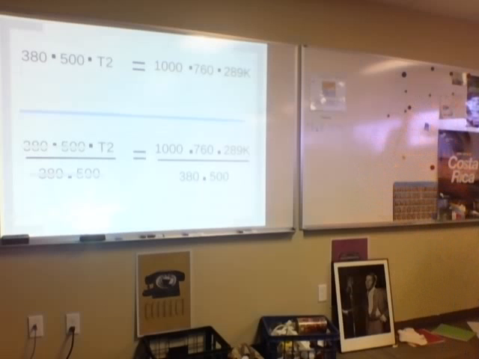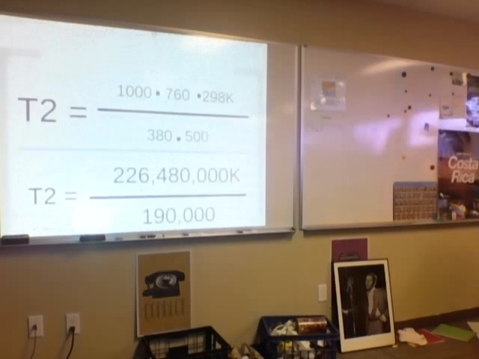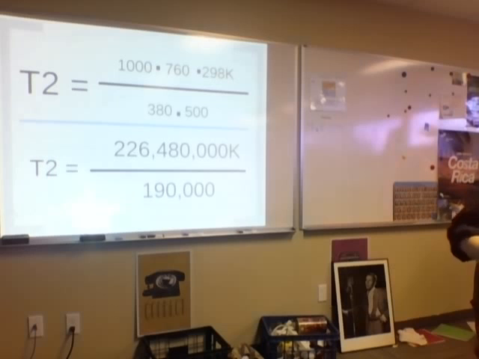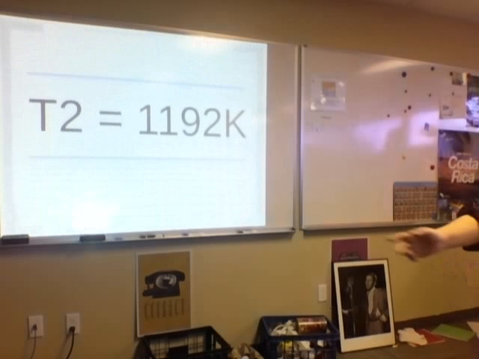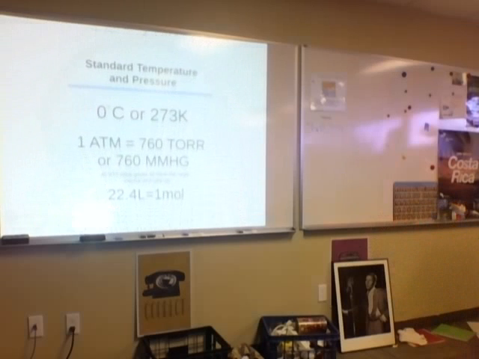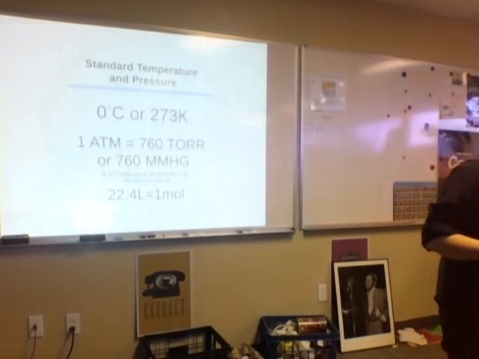And we're already starting to cancel out measurements that belong to the same unit, so the 1000 and the 760 will lose their measurements, and we'll just be left with the Kelvin, which is what we want because we're solving for the temperature. So after we've moved around all our stuff, we can just multiply all the numbers on the top and all the numbers on the bottom. So we have 226,480,000 Kelvin over 190,000, and then divide the top number by the bottom, and our final temperature is 1192 Kelvin.